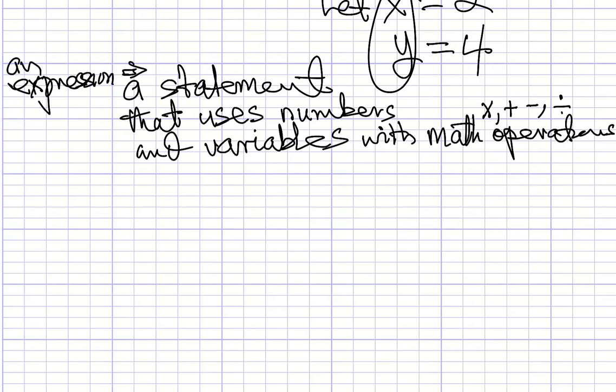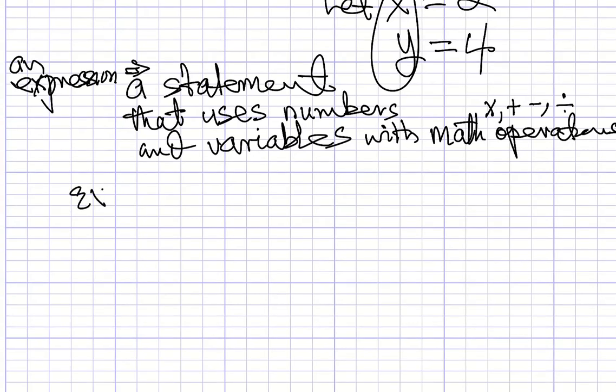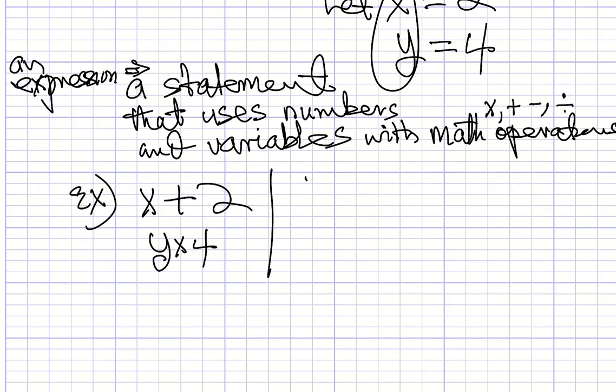Okay, what that is saying is this can be, and this is an expression. X plus 2 is an expression, right? Y times 4 is an expression. Or you can say X divided by 6, or 6 divided by X. All these are expressions, right? So you can use that to evaluate stuff. Let me give you an example.